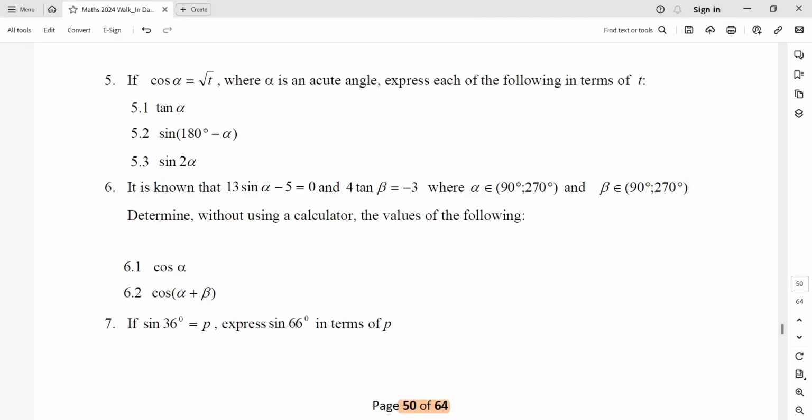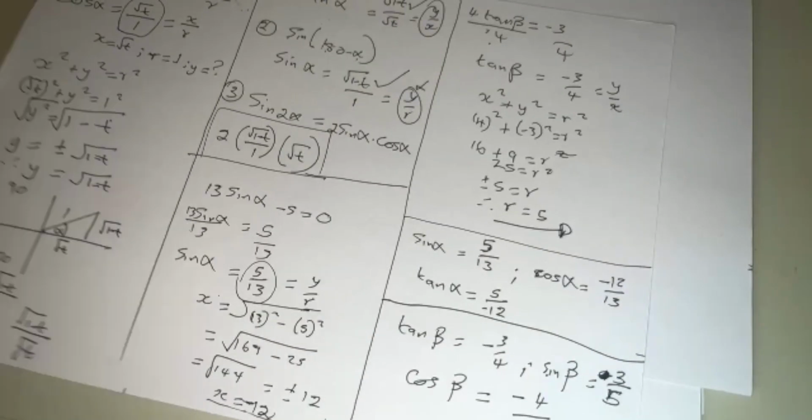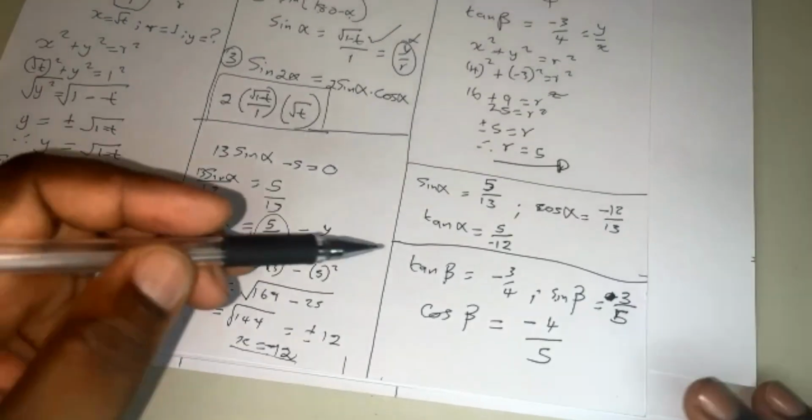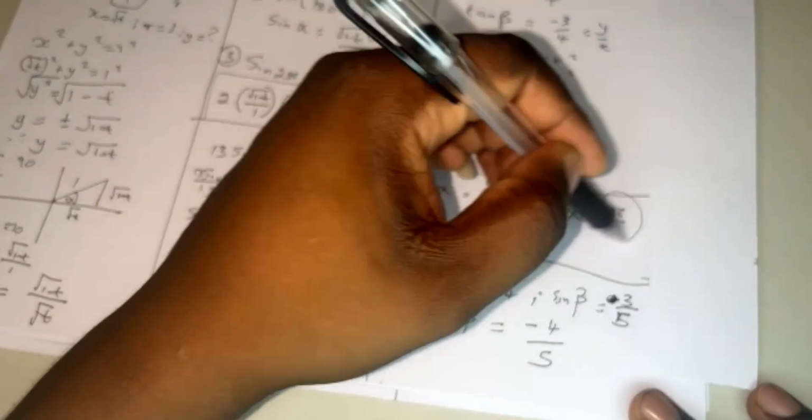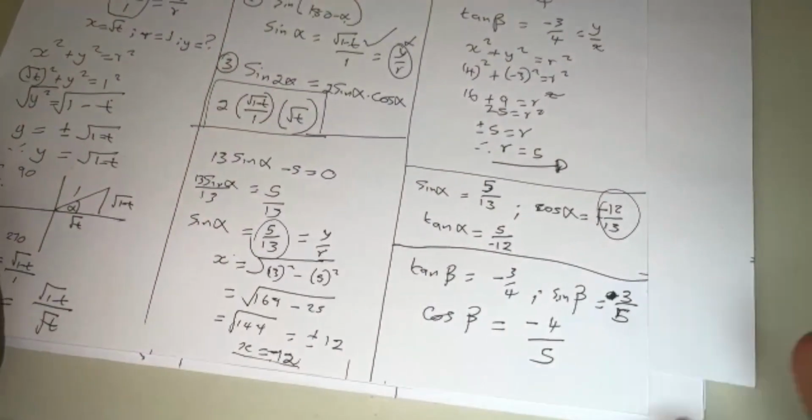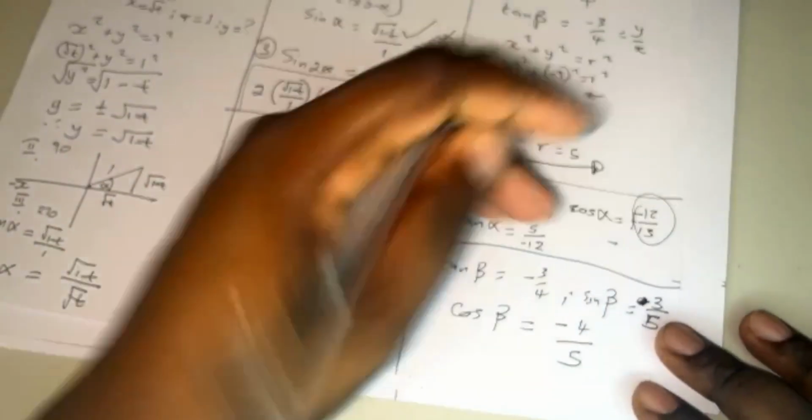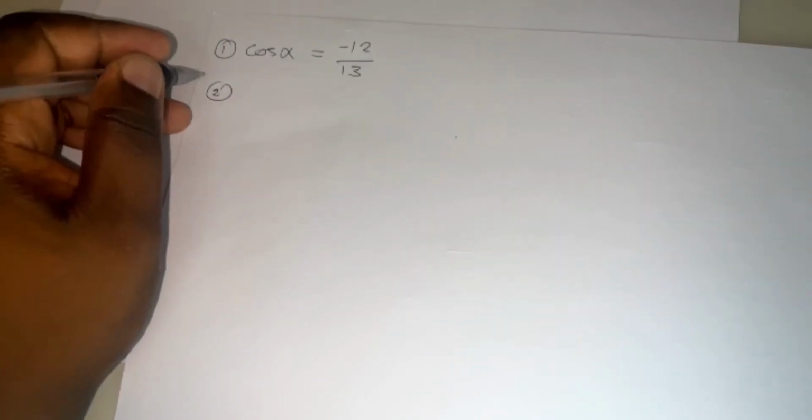Okay, the first question says, tell me the value of cos alpha. The value of cos alpha is given already. Okay, the value of cos alpha, where is it? Cos alpha, this is the value of cos alpha, minus 12 over root 13. Then you are done. The value of cos alpha is equal to minus 12 over 13. That's number one.